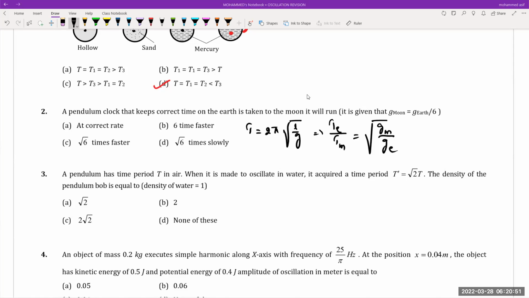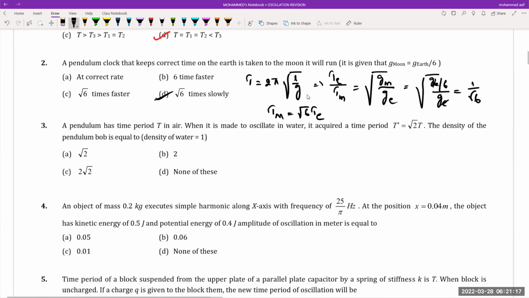ओके. g on moon कितना होता है बेटा? Under root of g on moon is 1/6 of the g on earth. ये वाला चले गया तो कितना बन जाएगा? 1/√6, isn't it? So it will become 1/√6 यानी √6 times slower. होता है ना बेटा? Because T on moon will be equal to √6 times of the T on the earth.